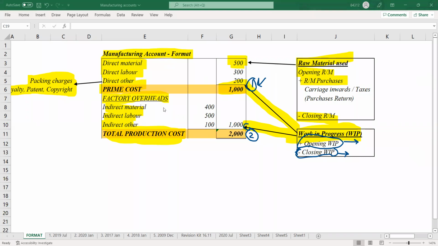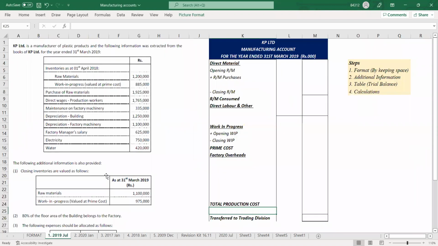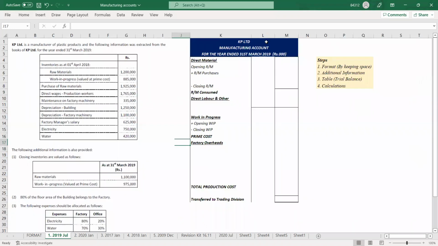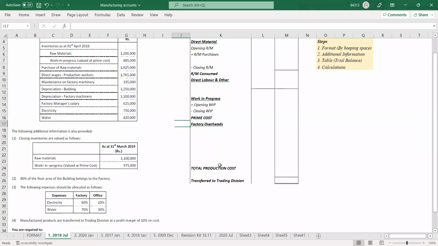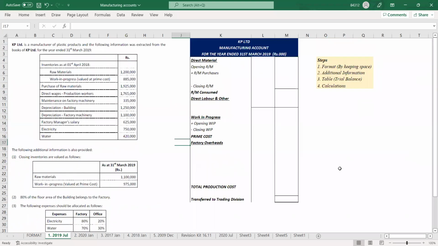Okay, so let's move on to the questions now. I will explain each and everything in the manufacturing accounts, right? From the basic to different complex questions we can do. Okay, so let's start with this question. I hope you all can see. Okay, so this is a very basic question.